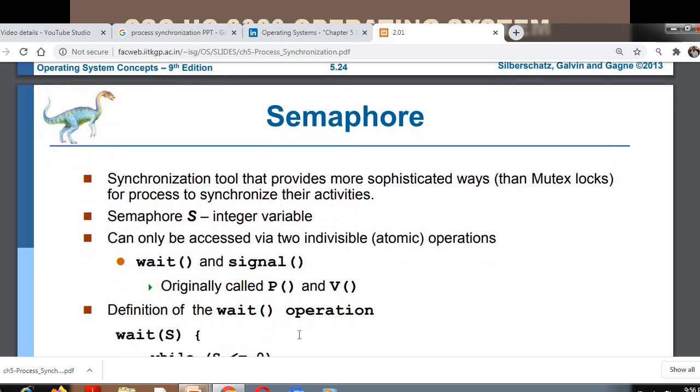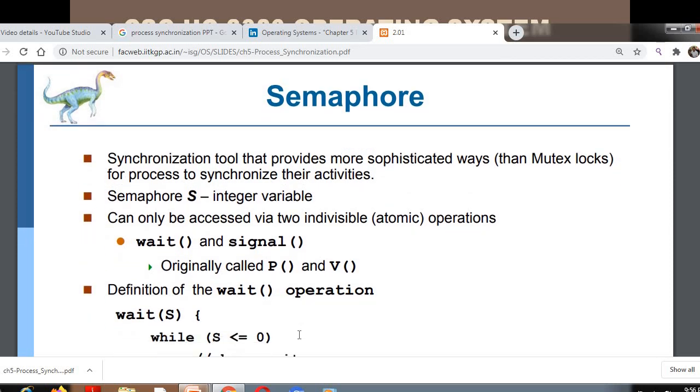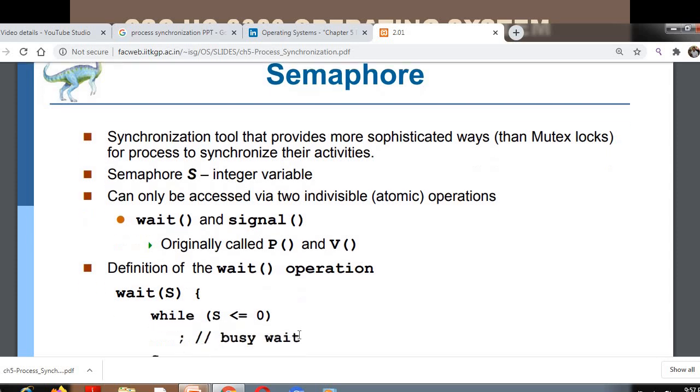Now another solution is the semaphore. It is a synchronization tool that provides more sophisticated ways than mutex locks for processes to synchronize their activities. A semaphore S is an integer variable that can only be accessed via two atomic operations, wait and signal, originally called P and V.